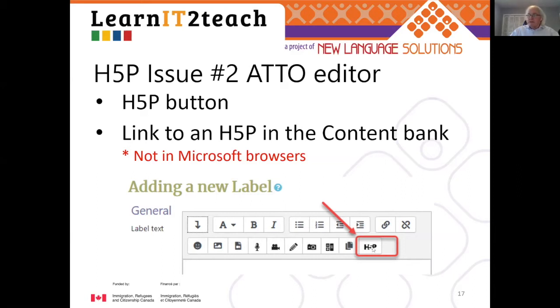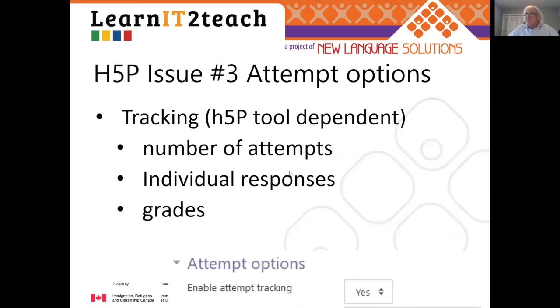But when you click on this, it actually just opens up and asks you which of the content bank H5P objects you want. If you click on it, it will appear in the label, save, and you're ready to go. So it's a really nice thing. If you try this on Microsoft browsers, it's a bit problematic. But that's just me, maybe I'm biased. Okay, so that's quick access through the H5P button on the text editor.